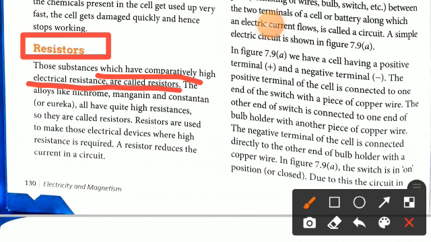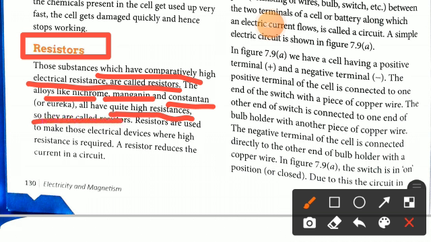Clear? So the alloys like nichrome, manganese and constantan. You have to remember by which materials you can make resistors. So nichrome, manganese and constantan or Eureka have quite high resistance, so they are called resistors.